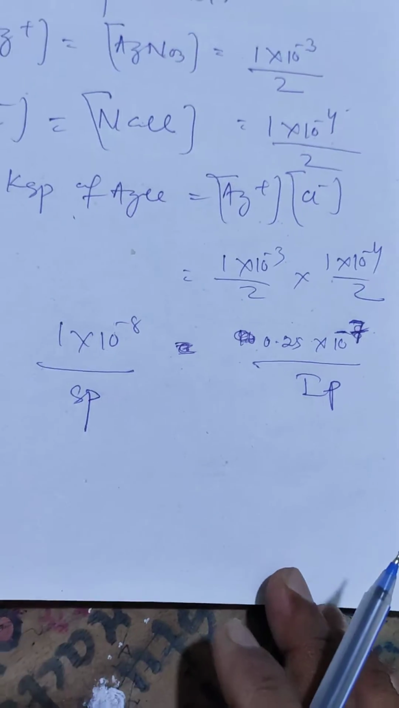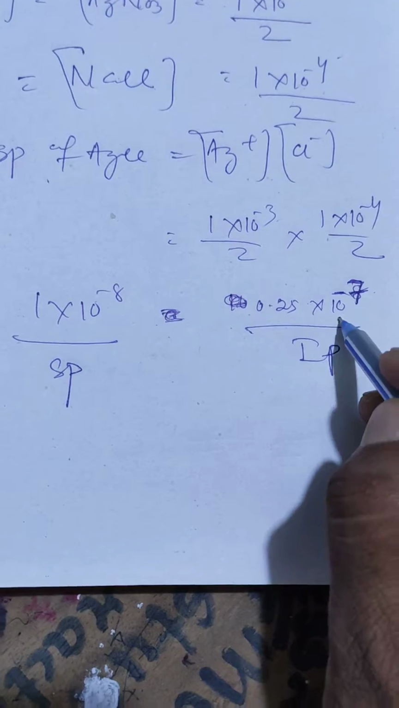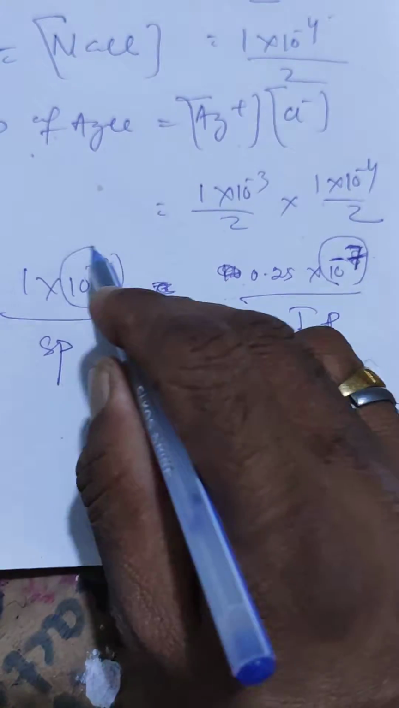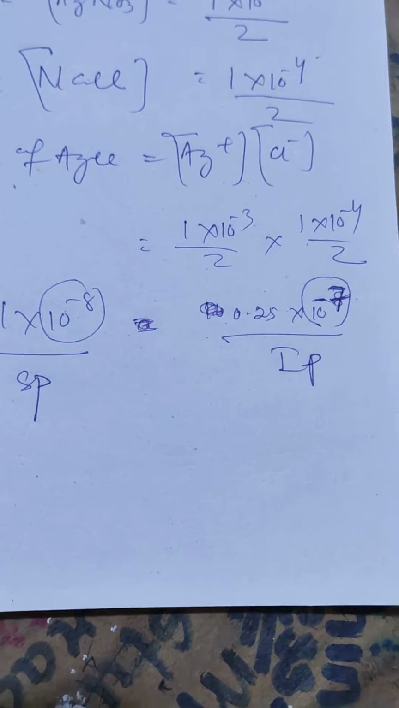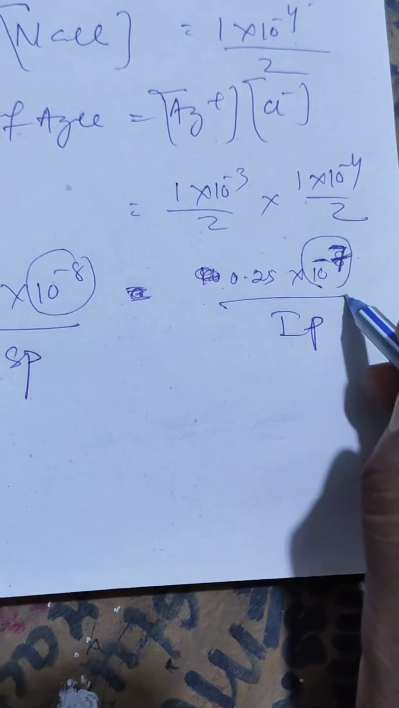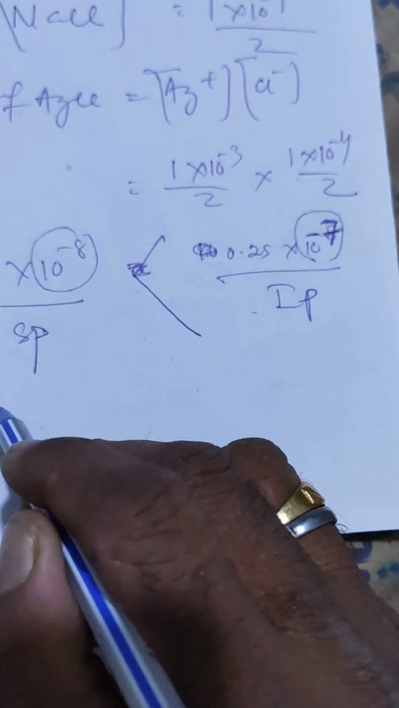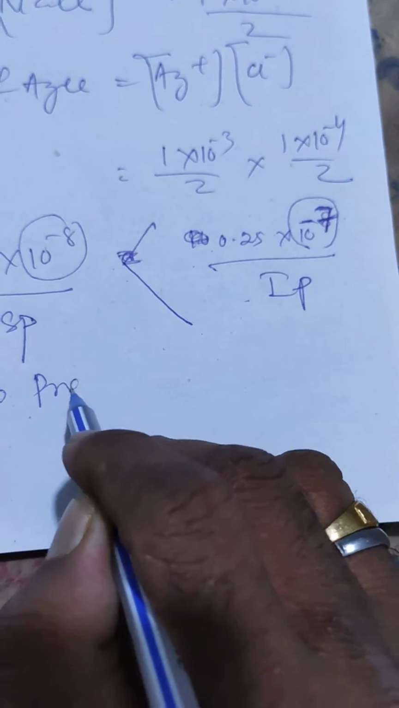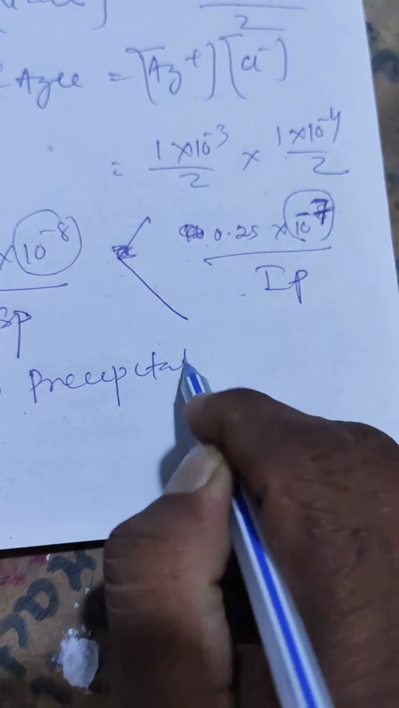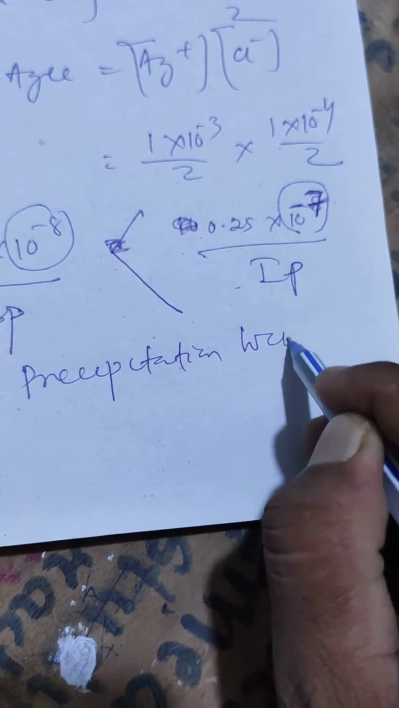Okay. So the ionic product value is 10 to the power minus 7 and the Ksp is 10 to the power minus 8. Which is greater? Minus 7 is greater. So that means the ionic product exceeds the solubility product. So precipitation will take place.